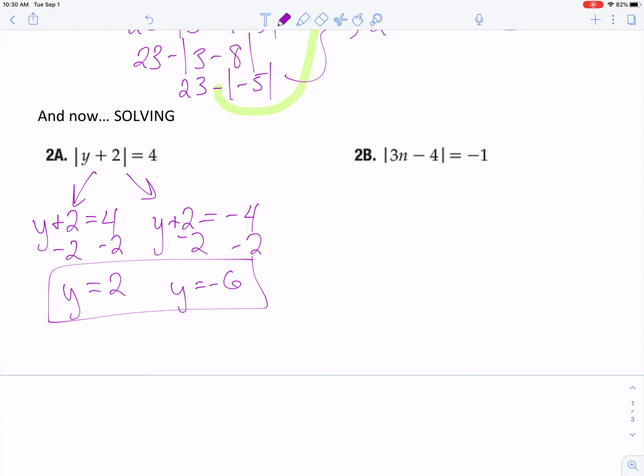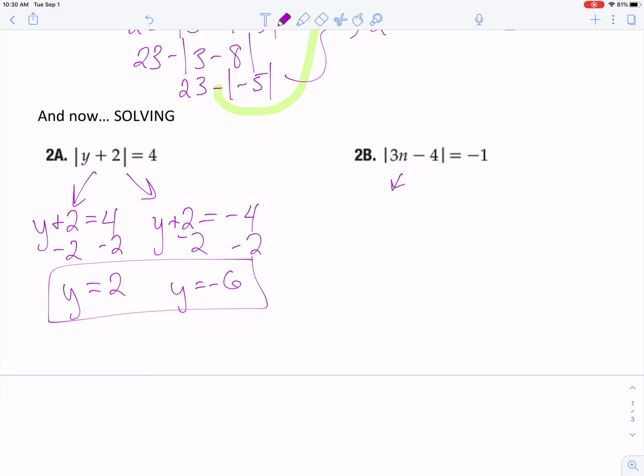Now if I were you, I'd go ahead and double check those real quick. Take 2 and plug it back in. 2 plus 2 is 4, and the absolute value of 4 is 4, so that one works out. Now try the negative 6. Negative 6 plus 2 is negative 4. Drop the bars, drop the negative, positive 4 does equal 4, so that's good.